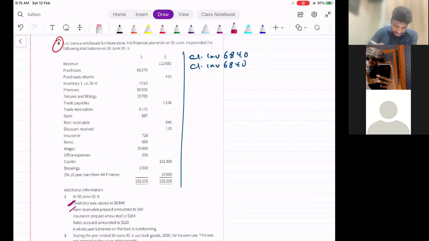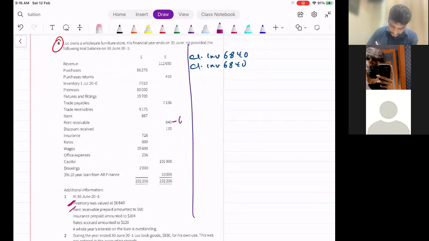First one I've done already. Second one, rent receivable prepaid. When rent receivable is prepaid, prepaid means we need to minus. Go find your rent receivable, minus 60. You minus 60 and then create a new one. Rent receivable prepaid 60.